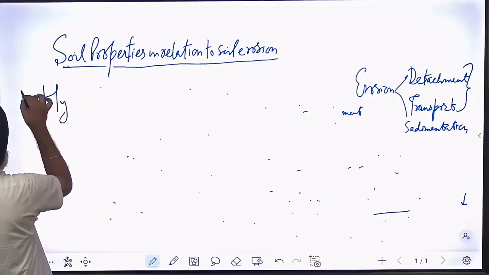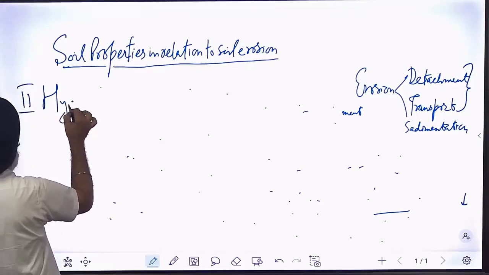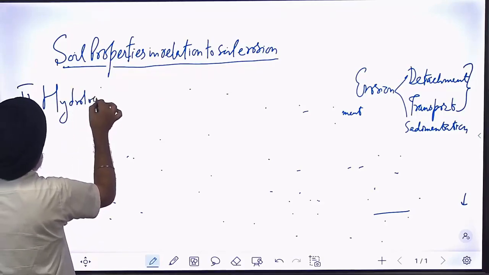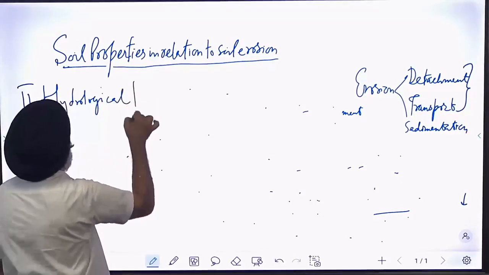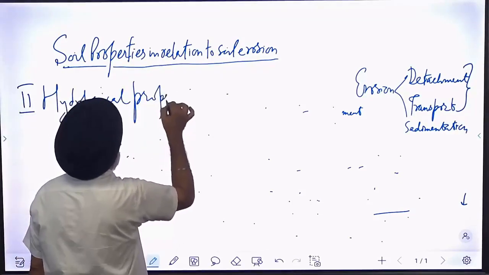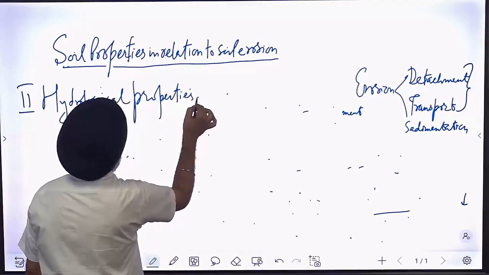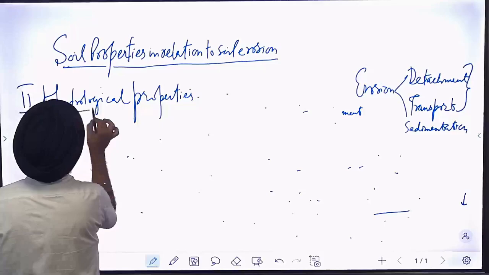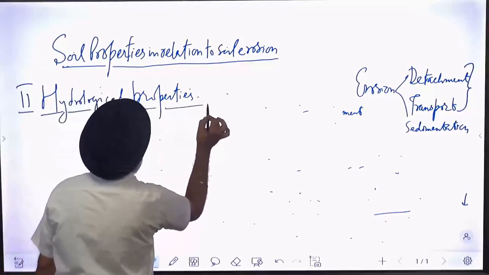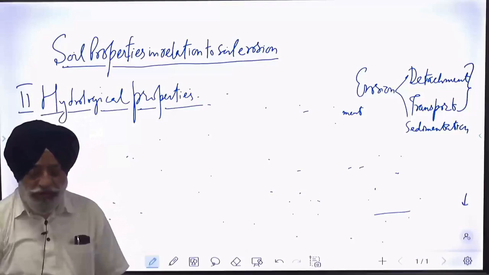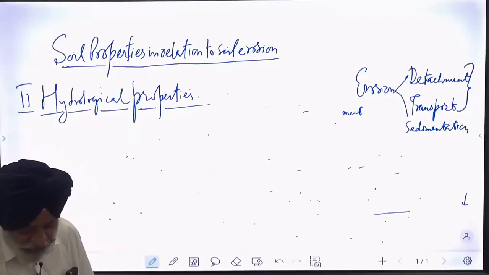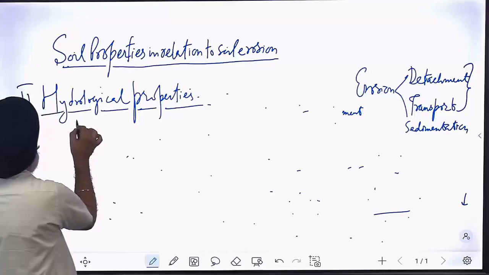Hydrological properties. So, we can say that this is the second group of properties, hydrological properties. Now, in hydrological properties, the most important is the soil water retention.